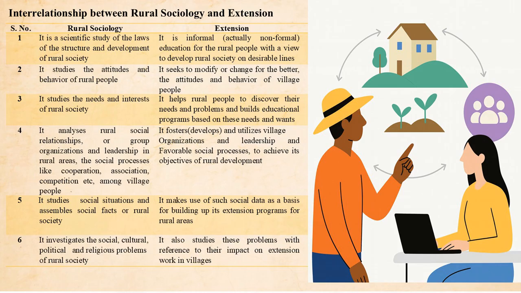4. It analyzes rural social relationships, or group organizations and leadership in rural areas, the social processes like cooperation, association, competition, etc., among village people. It fosters, develops, and utilizes village organizations and leadership and favorable social processes to achieve its objectives of rural development. 5. It studies social situations and assembles social facts of rural society. It makes use of such social data as a basis for building up its extension programs for rural areas. 6. It investigates the social, cultural, political, and religious problems of rural society. It also studies these problems with reference to their impact on extension work in villages.